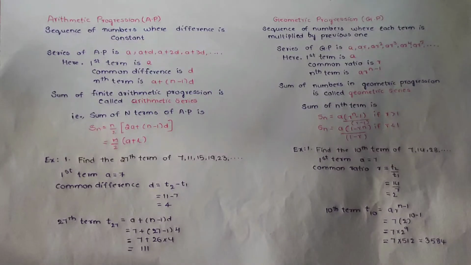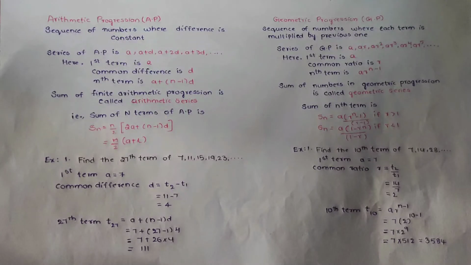And this series will be written as a, a plus d, a plus 2d, a plus 3d, and so on. Here we consider the first term as a, the second term as a plus d, and the third term as a plus 2d, and so on. The common difference is nothing but d. In this arithmetic progression, the nth term will be a plus (n minus 1) into d. And similarly, when a sum of finite arithmetic progression terms are together, it is known as an arithmetic series.